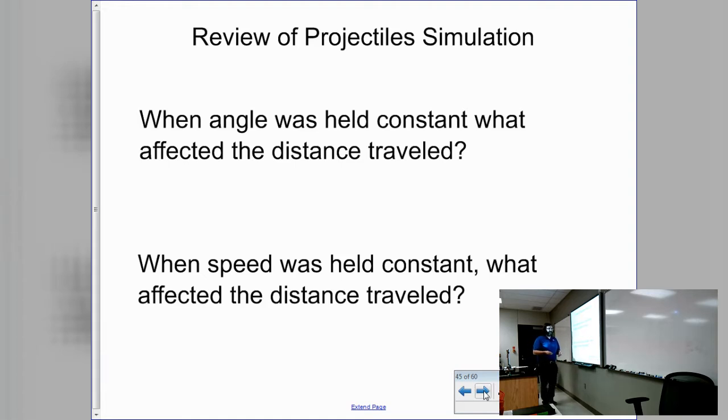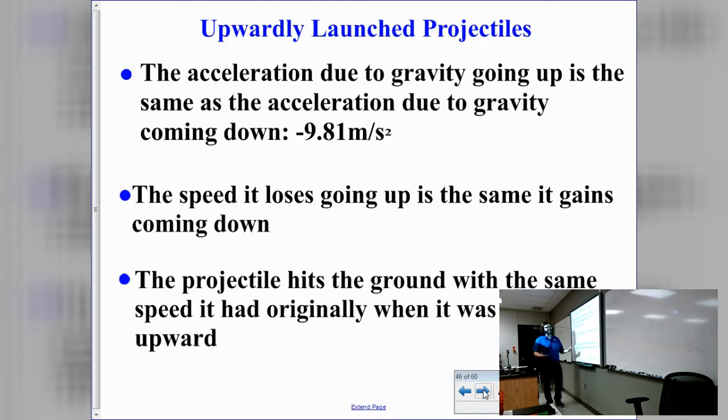Hopefully, you found out that there was a maximum angle that caused the object to travel the furthest, and that would be launched at a 45-degree angle. So if an object's launched at a 45-degree angle, you're going to get the furthest distance traveled, the furthest range. Now let's solve for some of that stuff mathematically.